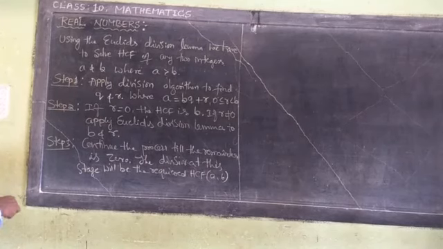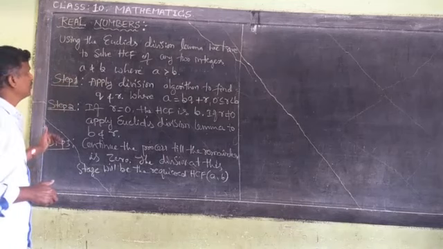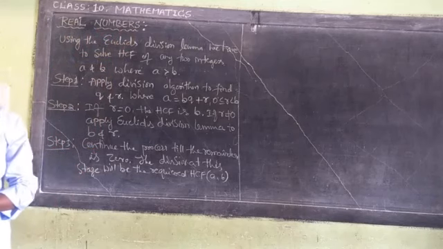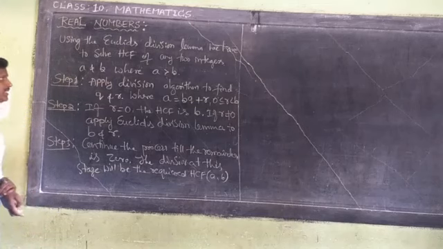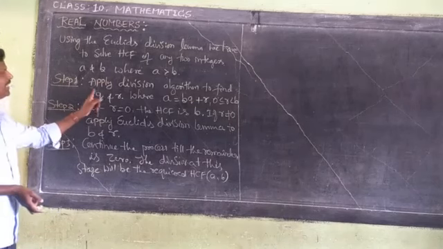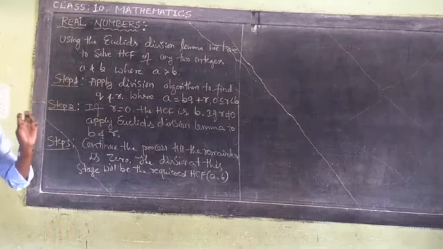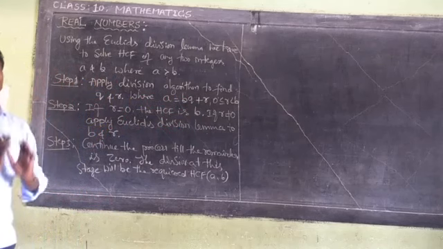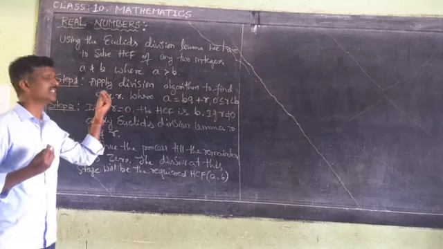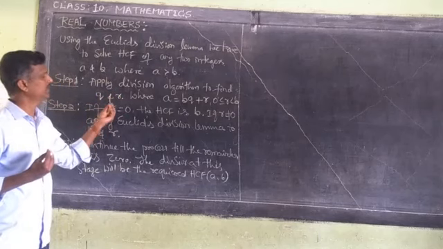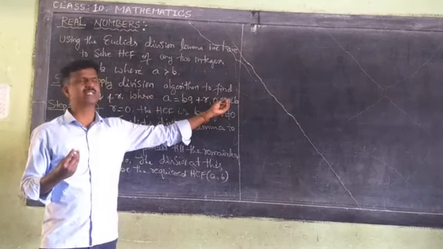Here, first think about what are the steps we follow to find the HCF of any two given positive integers. Apply the division algorithm to find q and r. For any two positive integers a and b, we can apply the division algorithm and get the quotient and also the remainder. The condition is a is equal to bq plus r, where 0 is less than or equal to r, and r is less than b.